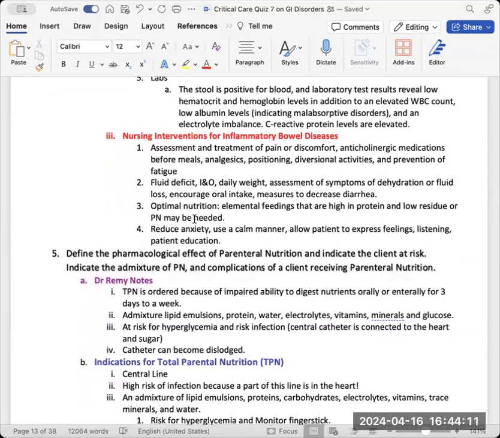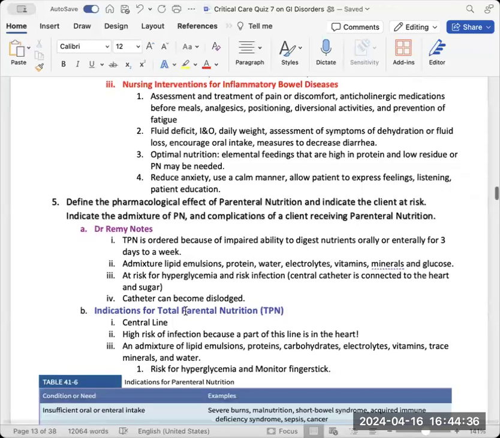So we really need to have a good bowel assessment, look at analgesics, monitor daily weights and I&Os, looking for symptoms of dehydration or fluid loss, maintaining nutrition, making sure that they have foods that are high in protein or low residual, especially if they have a parenteral line. And we want to reduce any sort of anxiety.